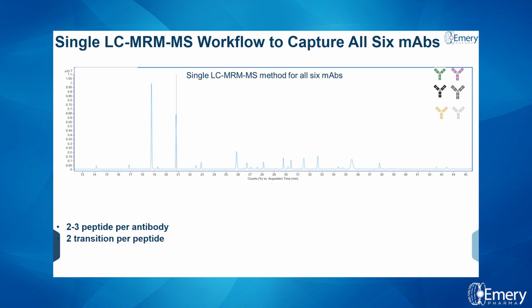In this chromatogram, you can see the MRM transitions that are being generated from all 6 antibodies. The reason you are seeing multiple peaks in this chromatogram is because we had chosen 2 to 3 peptides for antibodies and 2 transitions per peptide. But it's very important to note that all of this was actually done using a single workflow.